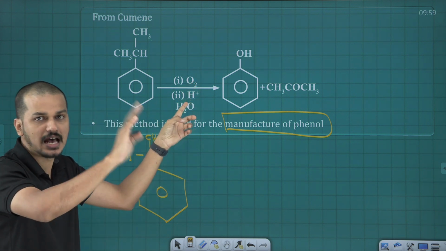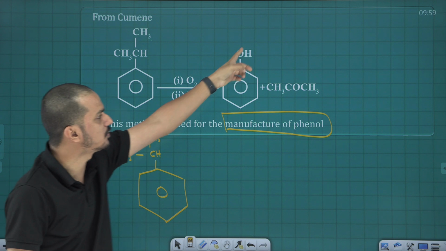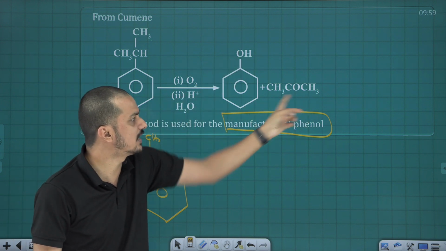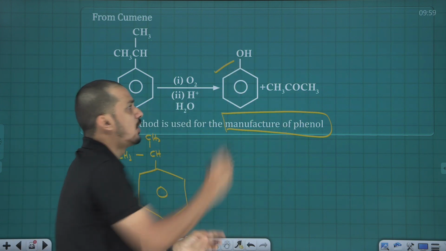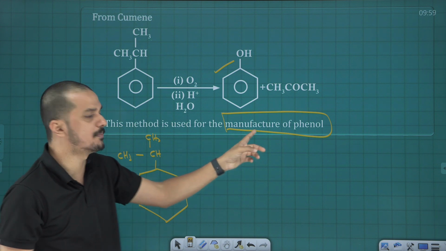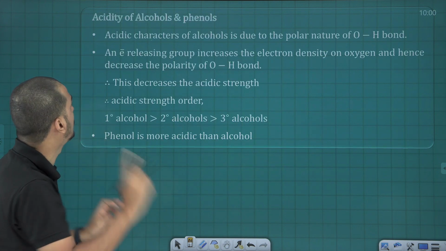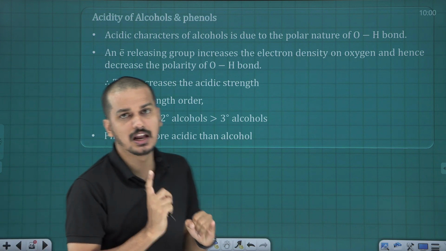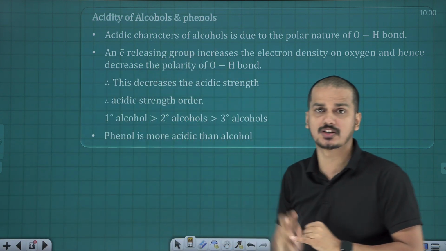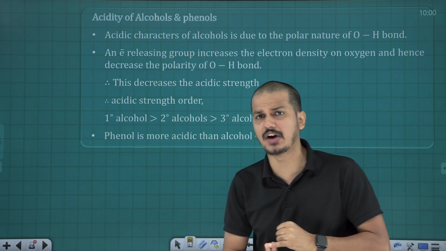After that, you are doing acid hydrolysis. At that time what are you getting? Phenol, and along with that acetone will be there. So this is the important method. It's a very important method because it's the manufacture of phenol. That idea also you have to keep in mind. Next, again, we have to learn about the acidity of alcohols and phenols.